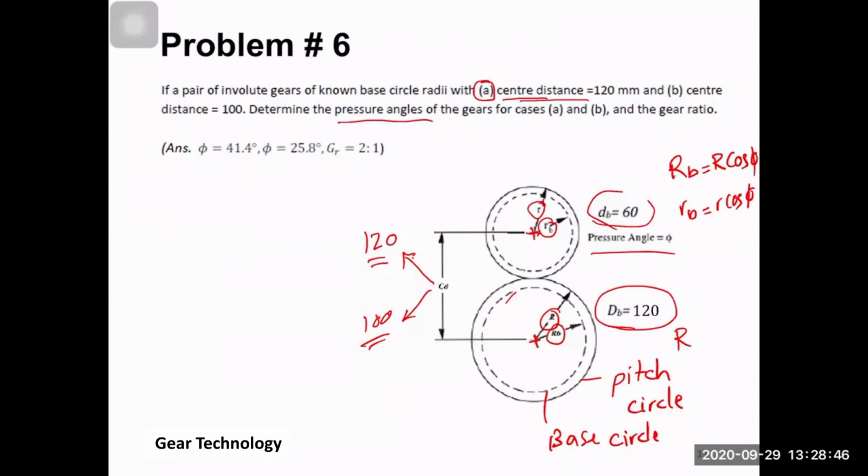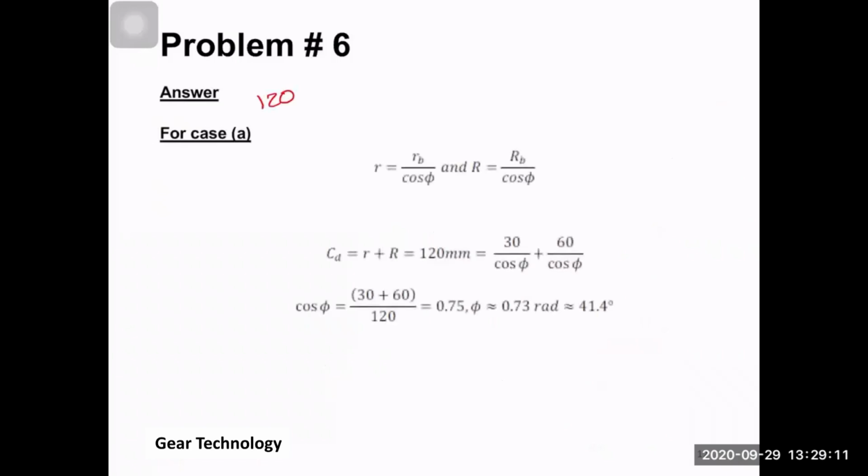Determine the pressure angle. For each case, we need to find the pressure angle phi, okay? And for each case, also the gear ratio. So we need to find the gear ratio for each case as well, okay? So the data is given as the base circles. So how are we going to solve this? Let's focus on case one first, which is the center distance of 120, okay?